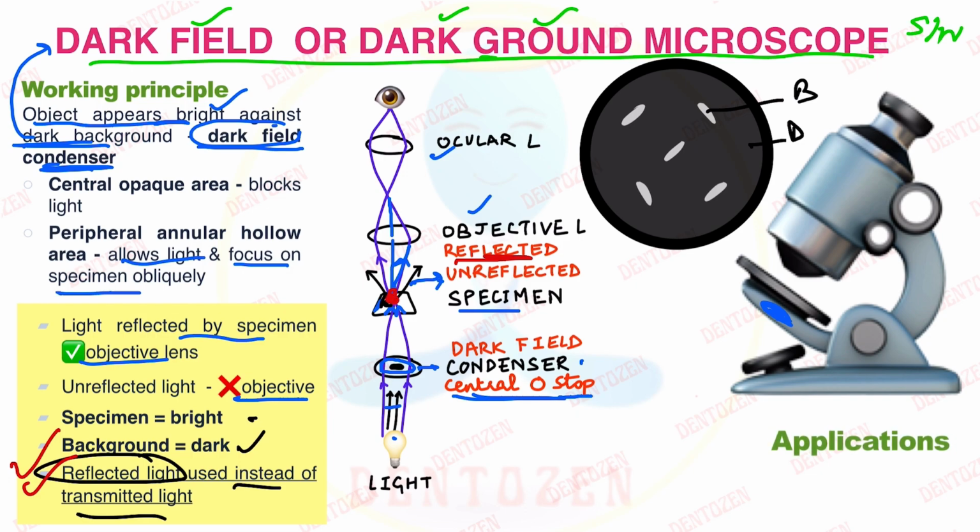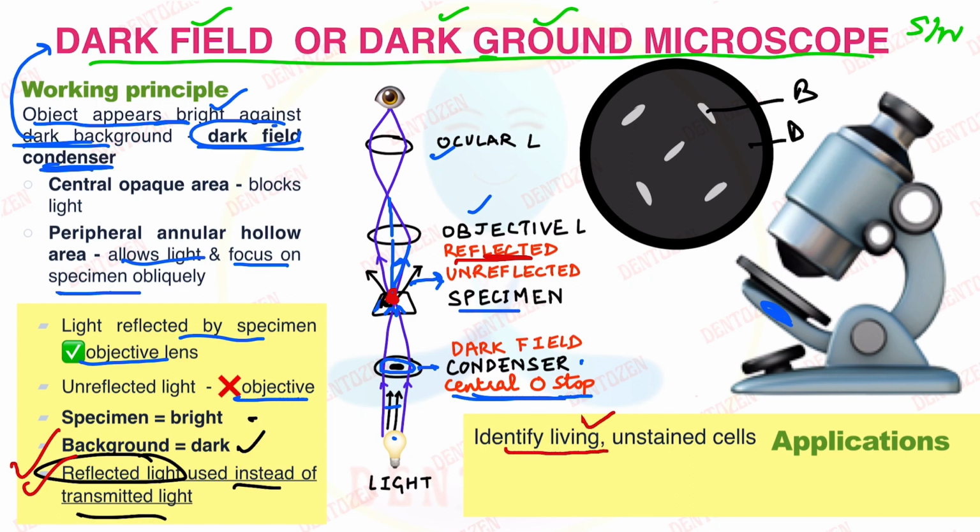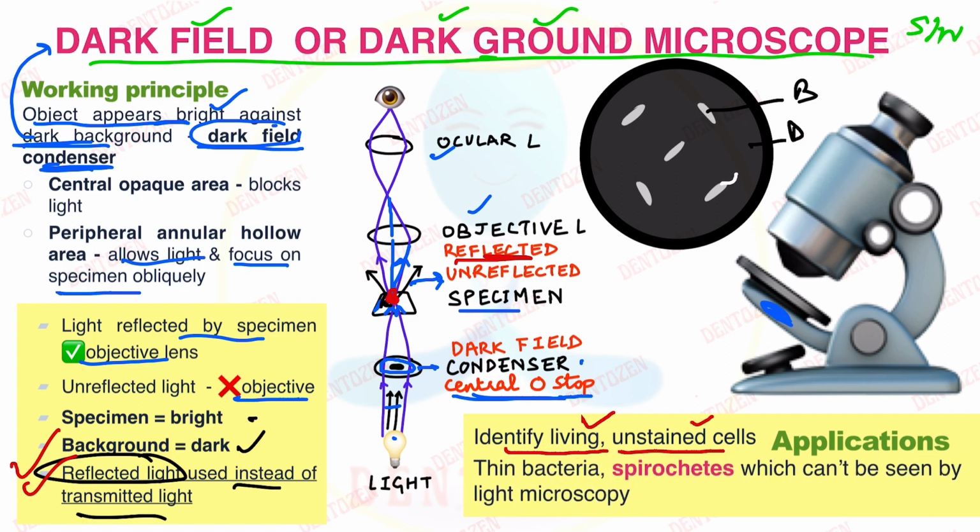So applications of this type of microscopy are for identification of living cells, unstained cells. We do not need to stain cells because they are self-luminous. For example, we can also see structures like flagella, or very thin bacteria like spirochetes, by dark field microscopy. Now that can be your important viva question.